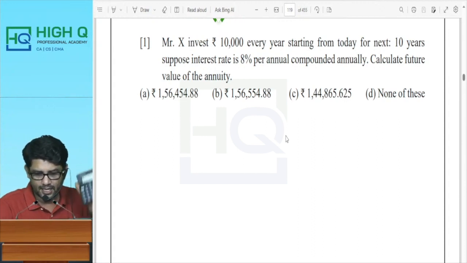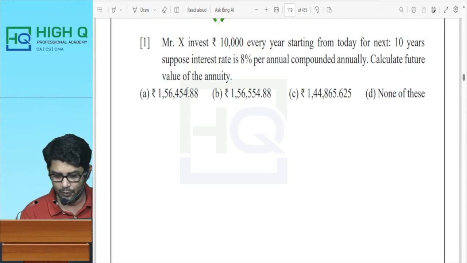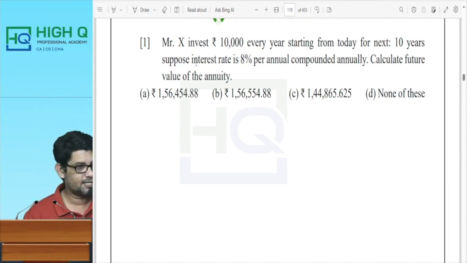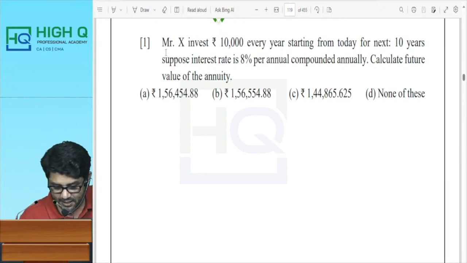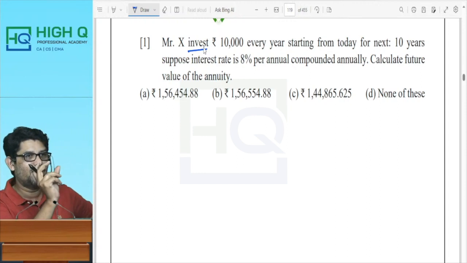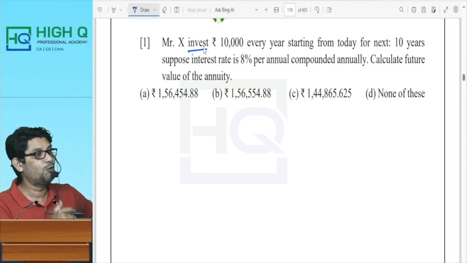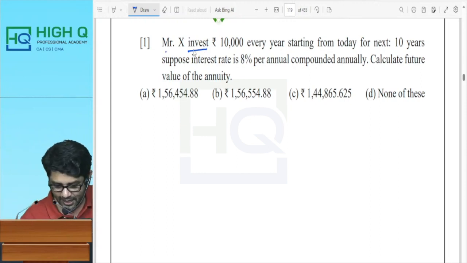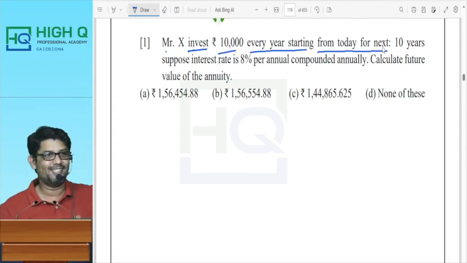Let us start. Now, can you read the question very carefully? Look at this. Mr. X invests. You understand the meaning of invest? What is meant by invest? When the word invest comes, what is it? Future value. Mr. X invests 10,000 rupees every year starting from today.